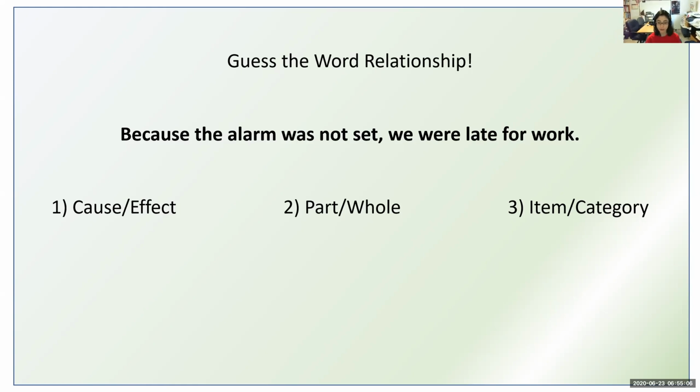So if you said that this is a cause-effect relationship, you are correct. That keyword because immediately clues us in to the fact that this could be a cause-effect relationship. Plus, we have our cause-effect: because the alarm was not set, so that's our cause. We were late for work, so that's our effect. We were late for work because the alarm was not set.